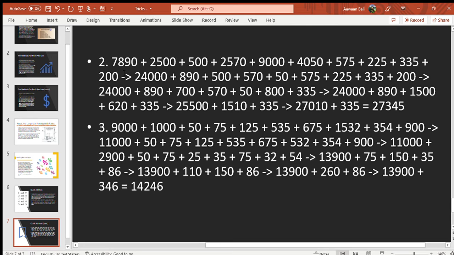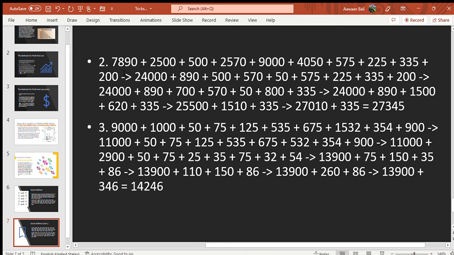And then there's the 375s. We can just use those for now. So the 50 plus the 25 is the 75. We can already add the 75, and the 75s are already showing. So we can do plus 20 plus 75 plus 150. The 35 is left there with the 32 plus 54, which adds up to 86. So then you get 13,900 plus 75 plus 150 plus 35 plus 86.